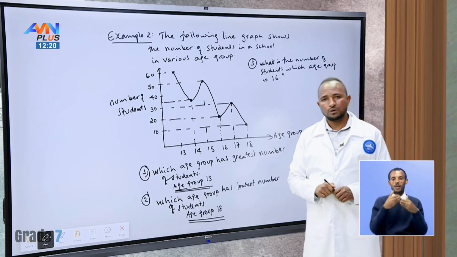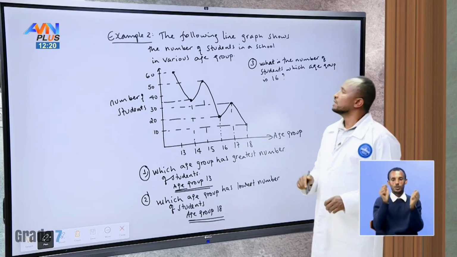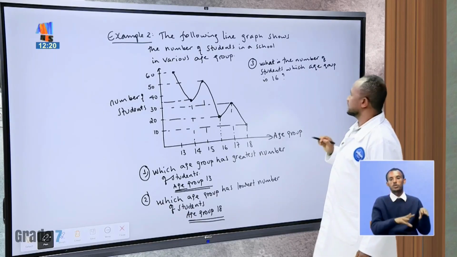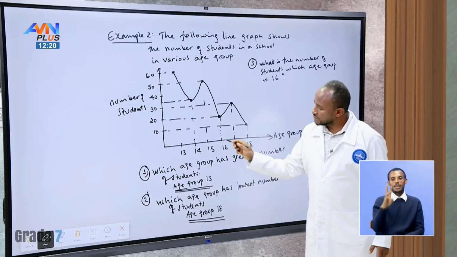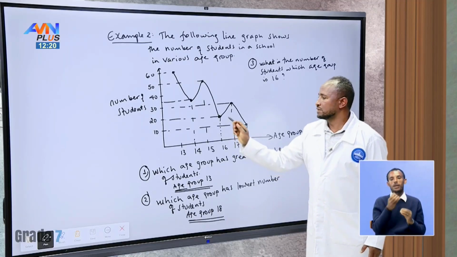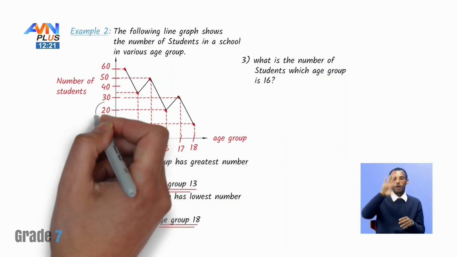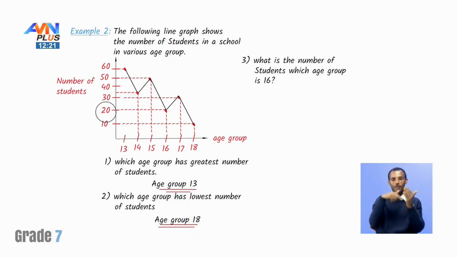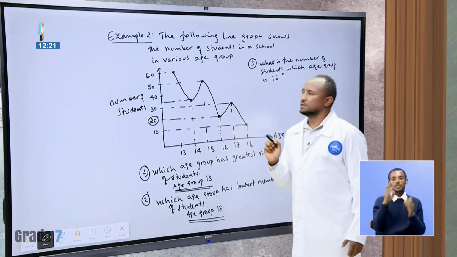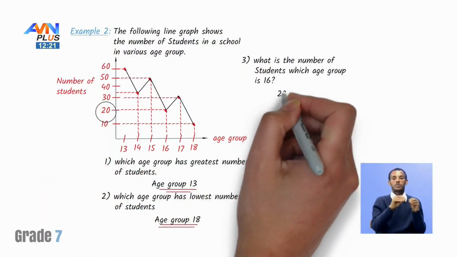Students, have you tried the question? Good. Now let's see the answer. It says, what's the number of students whose age group is 16? Age group 16 is here, the number at this point. Just move on a vertical axis, you will have 20. Therefore, the number of students whose age group is 16 is 20. The answer will be 20 students.